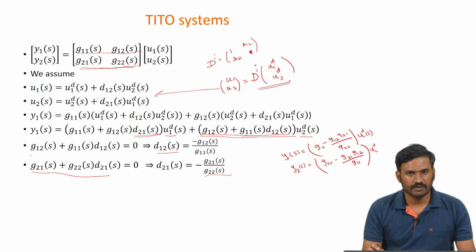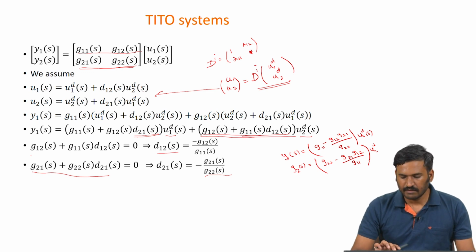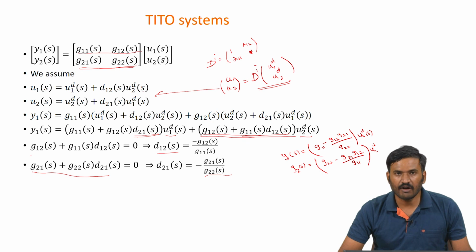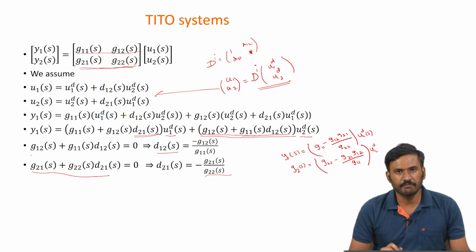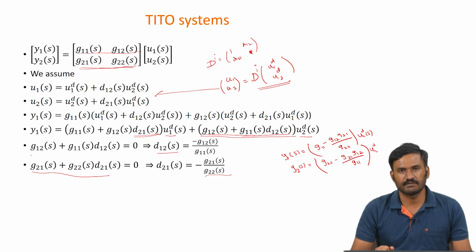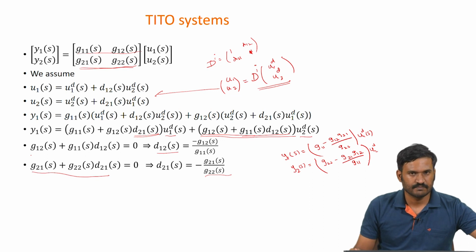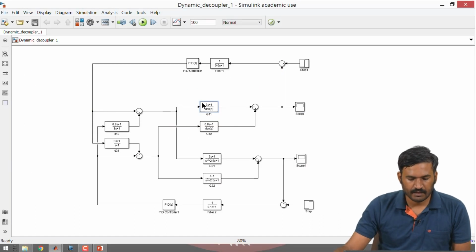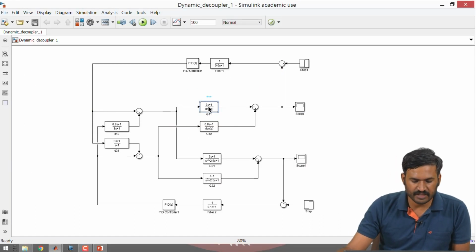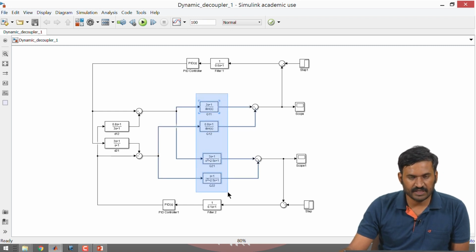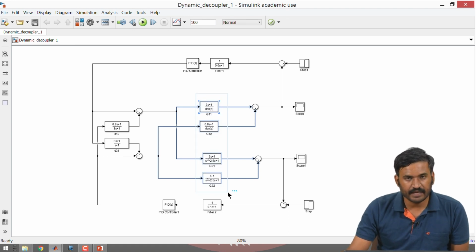Now, how do we configure and implement such a decoupler in Simulink is what we are going to see next. So, here notice that I have given G11, G12 up to G22 as separate individual transfer functions.